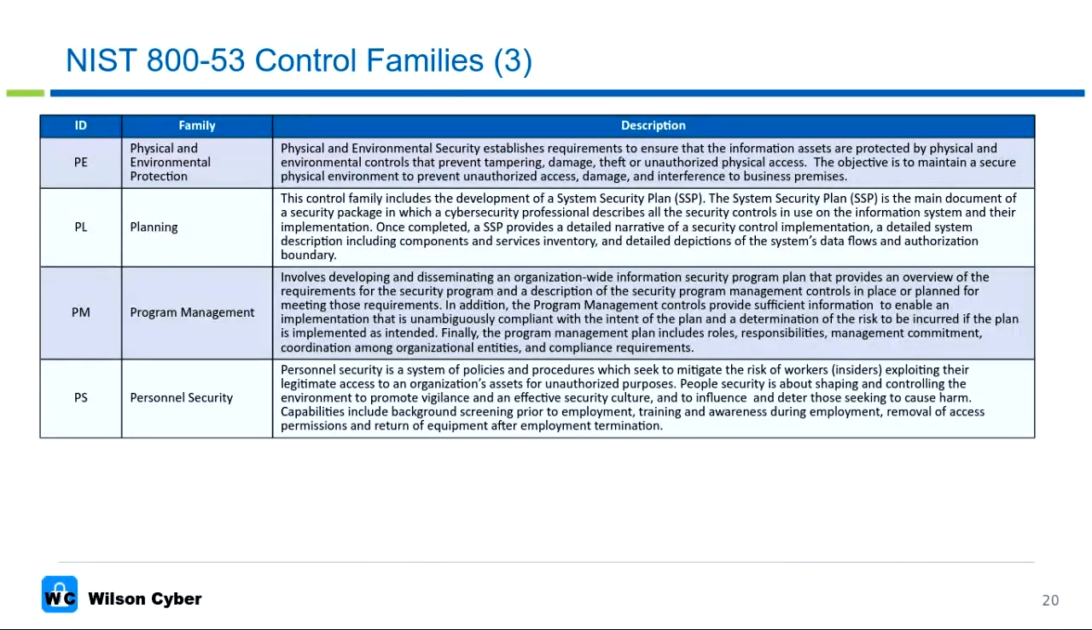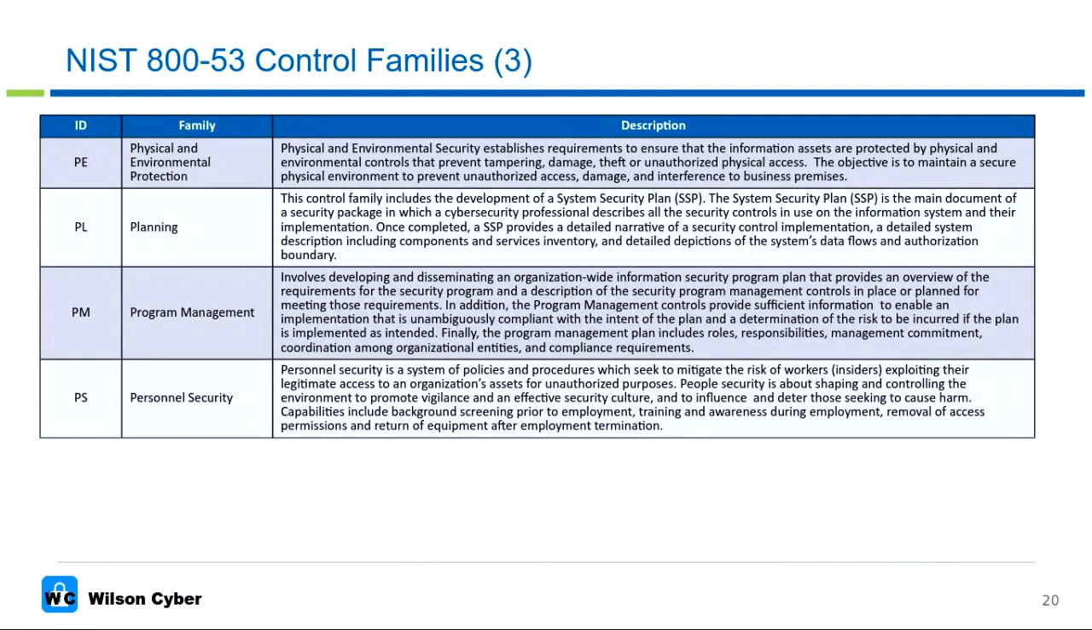Program management involves developing and disseminating an organization-wide information security program plan that provides an overview of the requirements of the security program and a description of security program management controls in place or planned for meeting those requirements. In addition, program management controls provide sufficient information to enable an implementation that is unambiguously compliant with the intent of the plan and a determination of the risk to be incurred if the plan is implemented as intended. Finally, the program management plan includes roles, responsibilities, management commitment, coordination amongst entities, and compliance requirements.